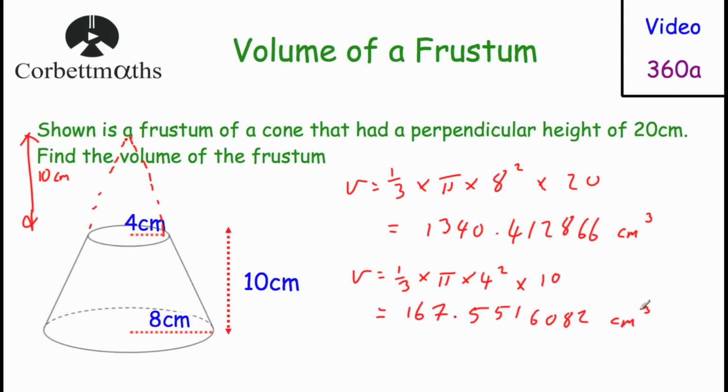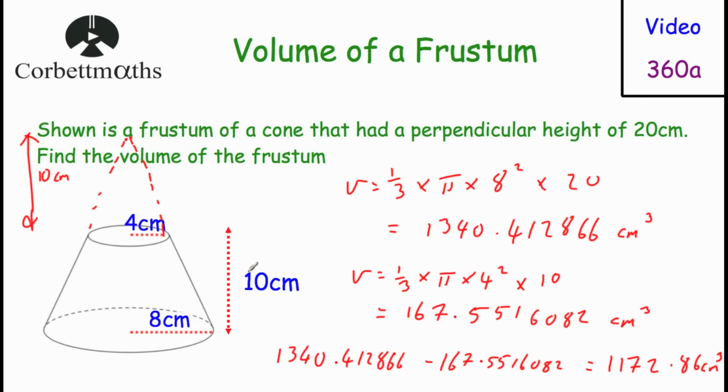167.5516082 centimeters cubed. And then finally, to work out the volume of the frustum, we're going to take that away. So we're going to do 1,340.412866 take away the 167.5516082, and when we subtract them, we get 1,172.86 centimeters cubed, and I've rounded that to 2 decimal places.